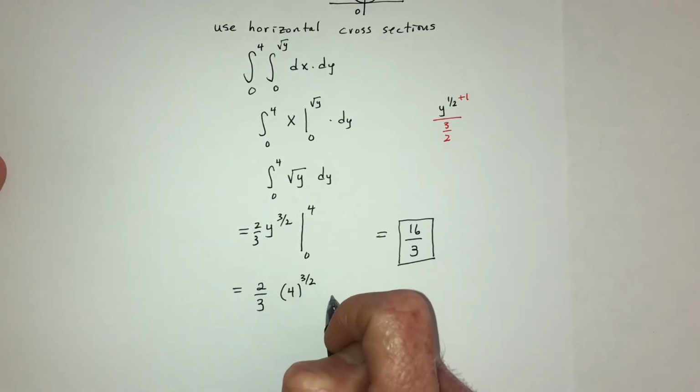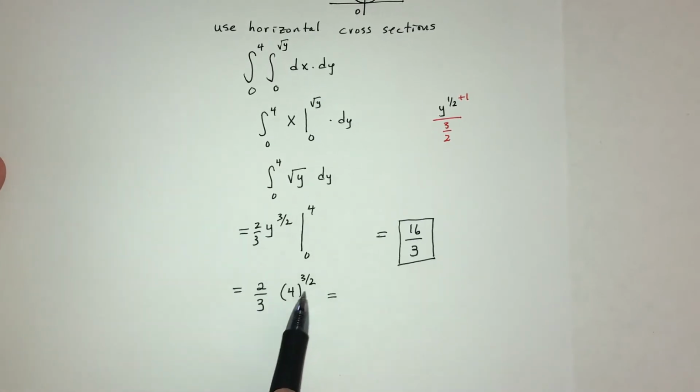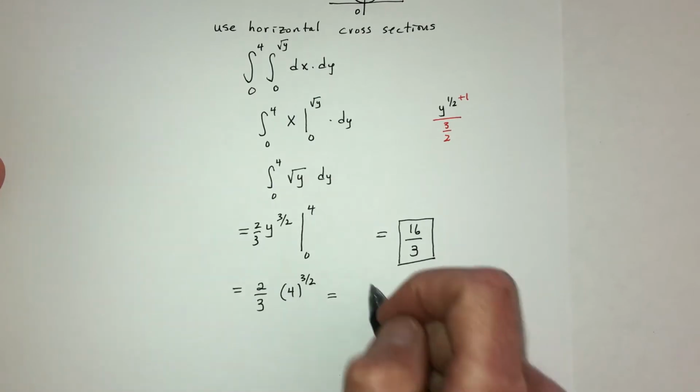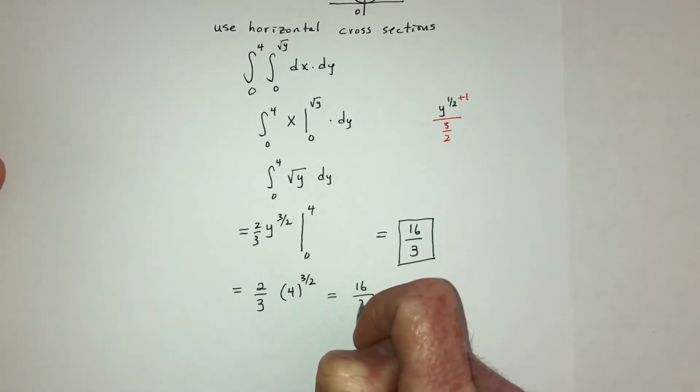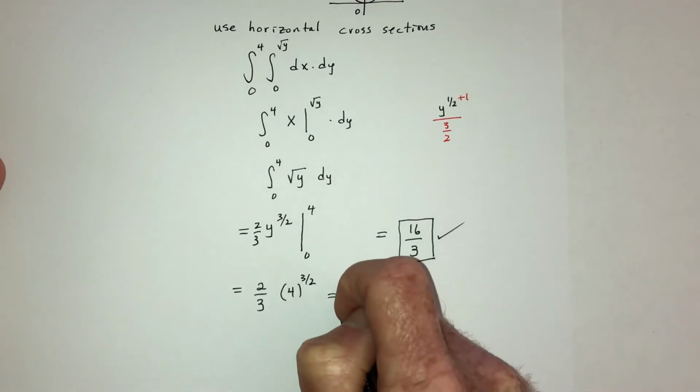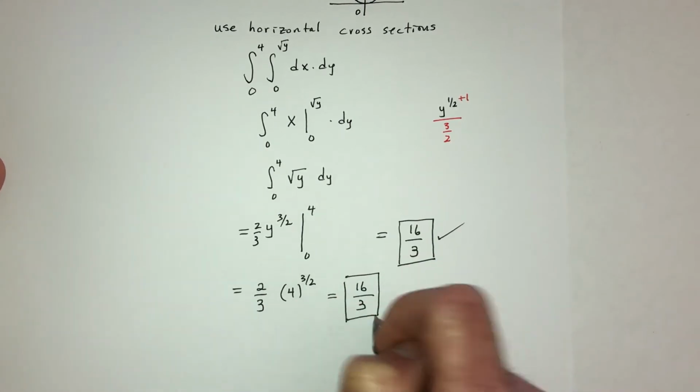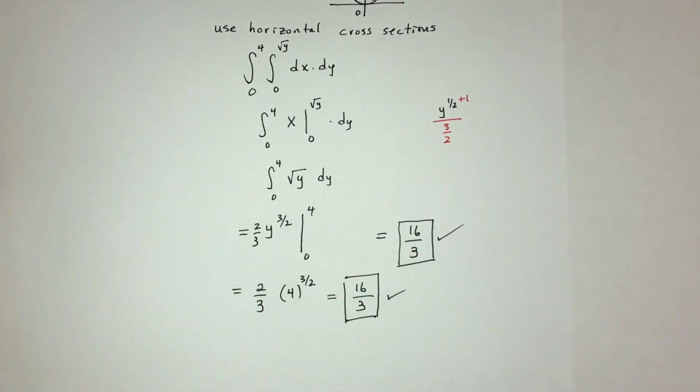So let's see, did we do it? So this means square root of 4 is 2. Then cube that, and 2 cubed is an 8. Then times 2 is 16. It's 16 thirds. Look, I predicted the future. So we get the same answer.